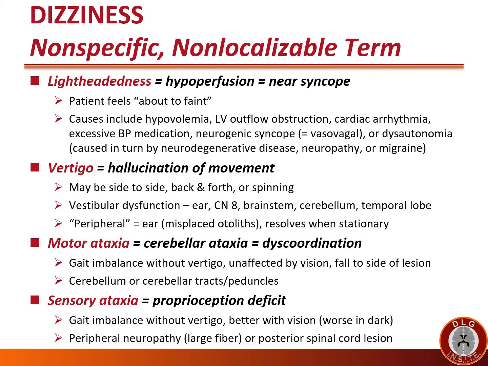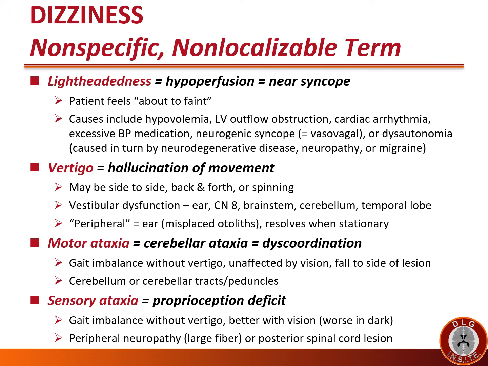Motor ataxia refers to cerebellar ataxia or discoordination. This is when a patient has gait imbalance without vertigo, unaffected by vision, and tends to fall to one side or the other. So a patient may say, I'm dizzy, when they really mean they have gait imbalance. And they tend to fall to the side of the lesion if they have a cerebellar lesion. The lesion is usually in the cerebellum or cerebellar tracts and peduncles.